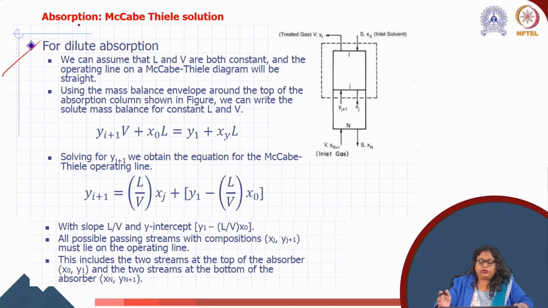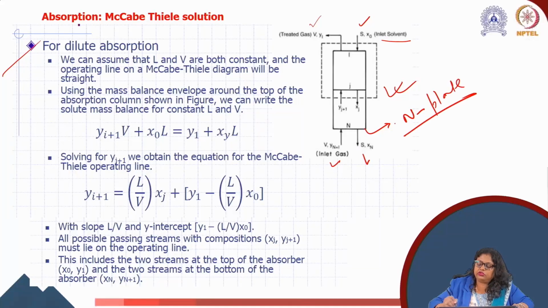For dilute absorption, this is the diagram. This is the section for which we are doing the material balance. What we can see here is that we have an inlet solvent and the treated gas. So inlet solvent S and then treated gas V. When we consider this whole tower, V is the inlet gas and S is the solvent coming out from plate N. N shows the plate location, so this is the nth plate.